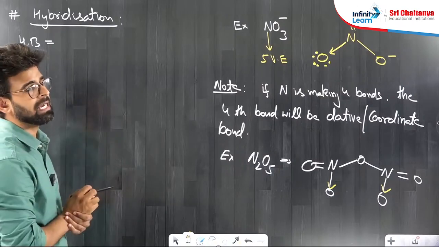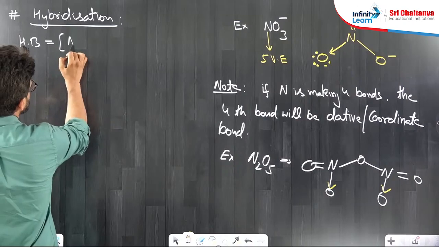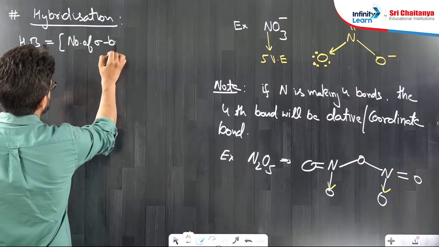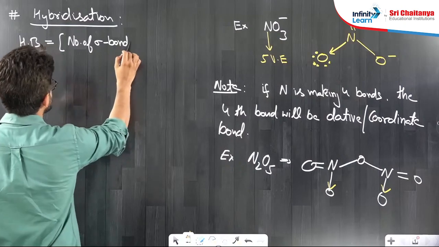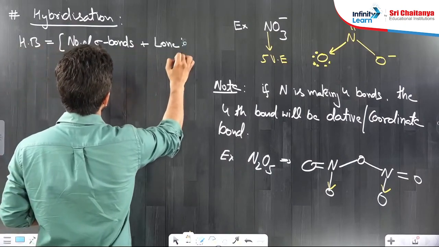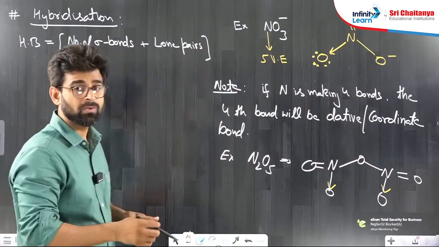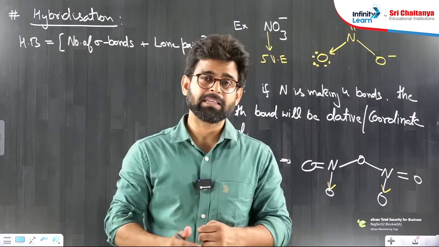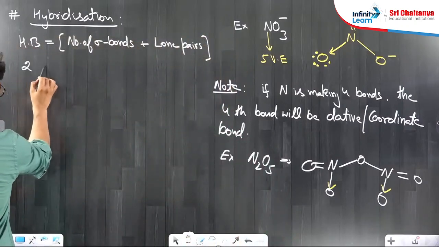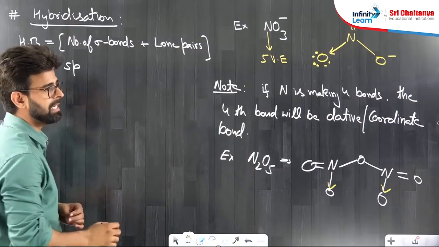How to find hybridization? You have to do one thing. You have to count number of sigma bonds formed by that atom for which you are finding hybridization, and plus you have to count number of lone pairs. This sum on that atom will tell you its hybridization in very short time, right? Imagine this sum is coming 2. So that means that element is sp hybridized.